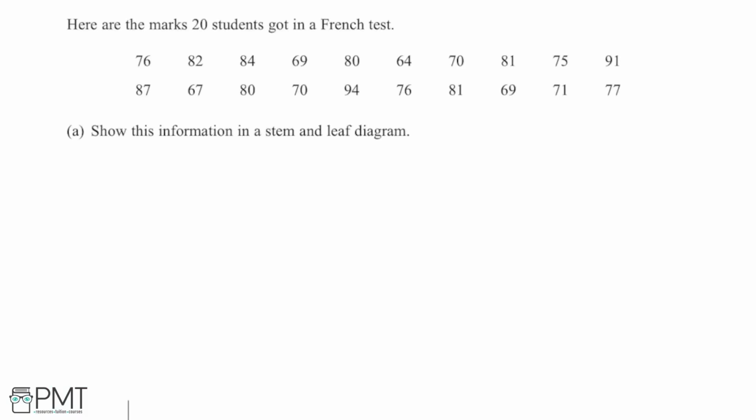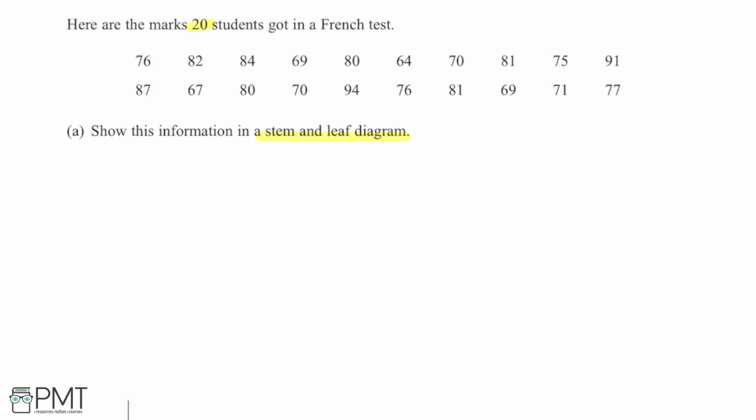So in this question, we're given the marks for 20 students, what they got in a French test, and we're given them below. We can see they range from somewhere in the 60s to somewhere in the 90s. We're then asked to use this data to show this information in a stem and leaf diagram.